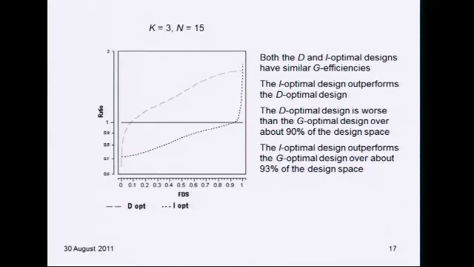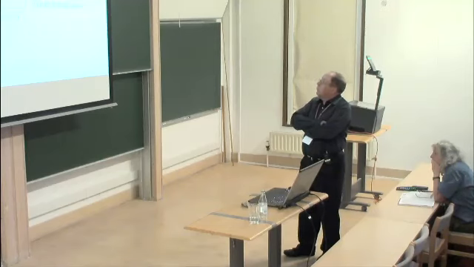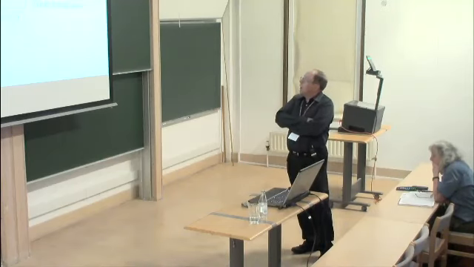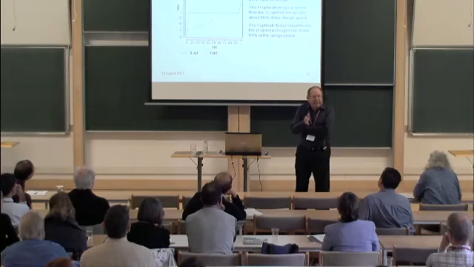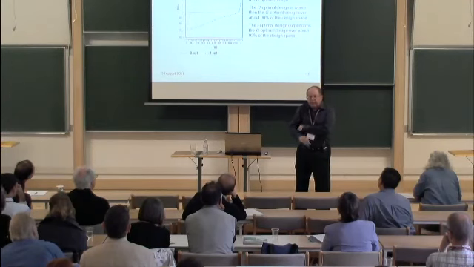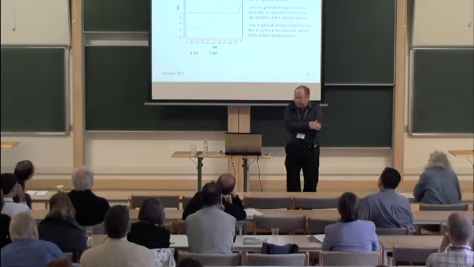Here's another case, K equals 3, N equals 15. Both the D and the I optimal designs have similar G efficiencies. The I optimal design outperforms the D optimal design almost everywhere, and the I optimal design outperforms the G optimal design over more than 90% of the design space. Gee. So you're going to all this trouble to create this G optimal design, and the only thing it gives you is protection at the far end of the region. Huh.